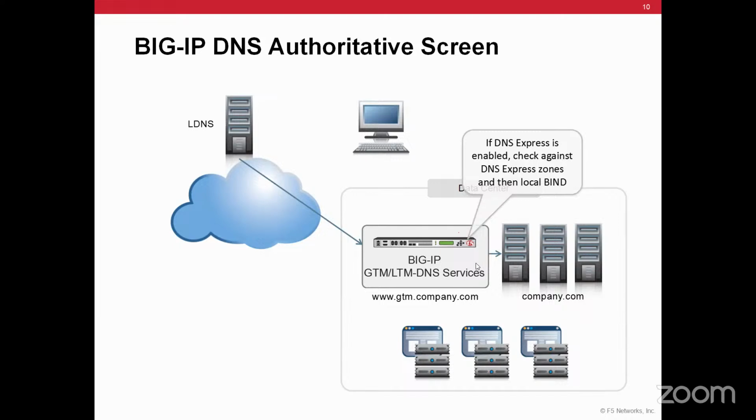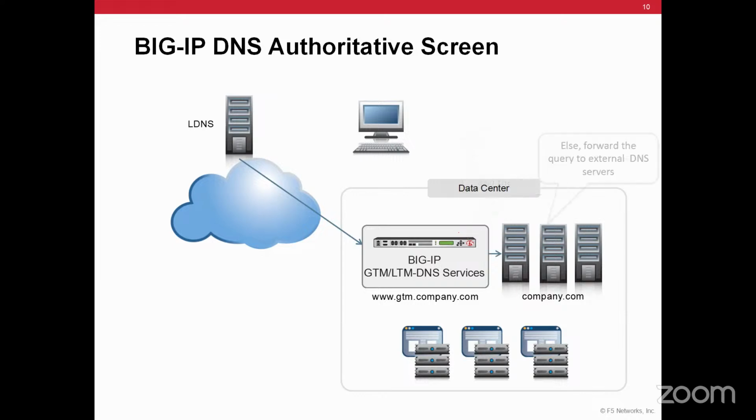BIND is an open source technology for DNS. So this also works on that. GTM also works on BIND, and it will forward the request to the company DNS server and resolve it. In this scenario, basically every request coming to GTM, GTM gets it resolved and then forwards to LDNS. So it's acting as a firewall for your DNS, kind of a firewall.